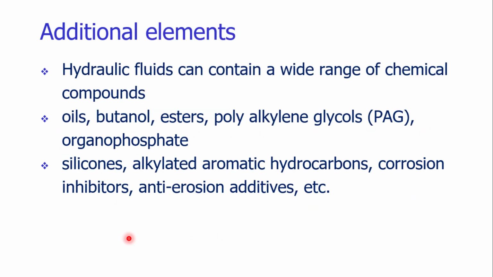To improve the performance of the hydraulic fluids, certain elements are being added in the hydraulic systems, and these contain various chemical compounds. These are the butanol esters, polyalkyl glycols, and various chemicals added to get the required properties as I mentioned in the previous slides. We are also adding the silicons, corrosion inhibitors, anti-erosion additives, and many such elements to improve the performance of the hydraulic fluid.